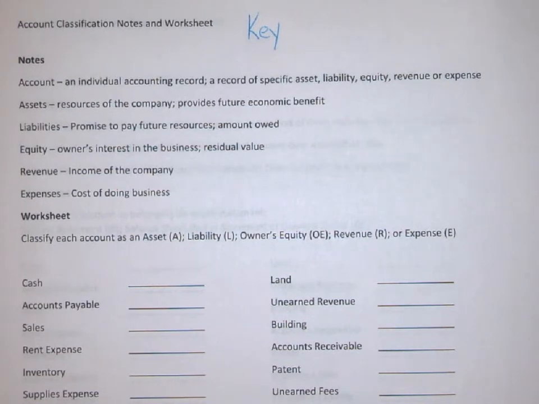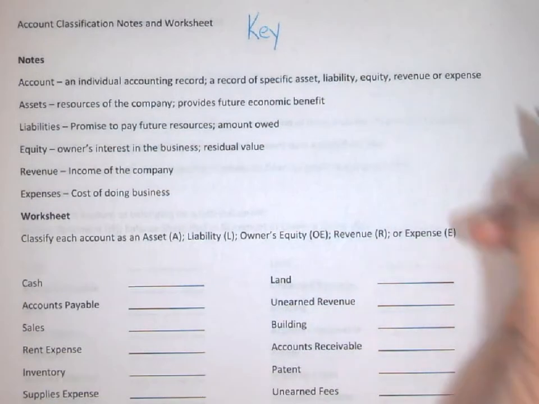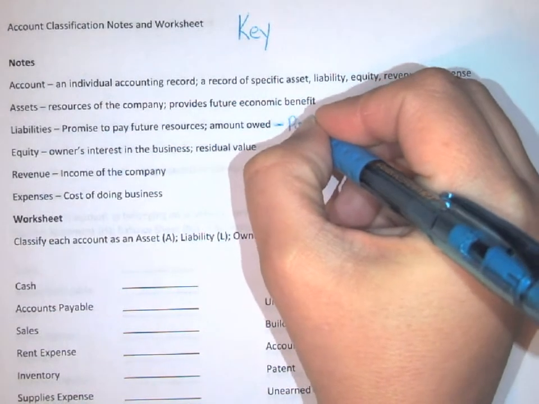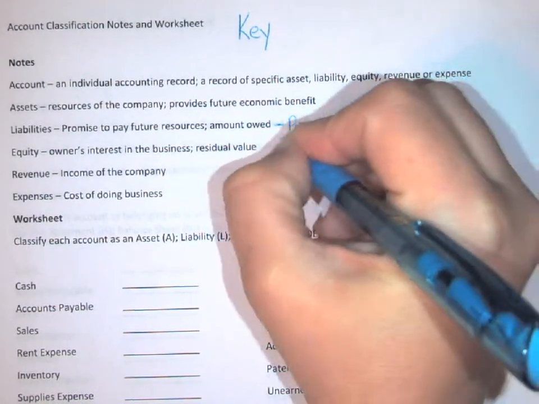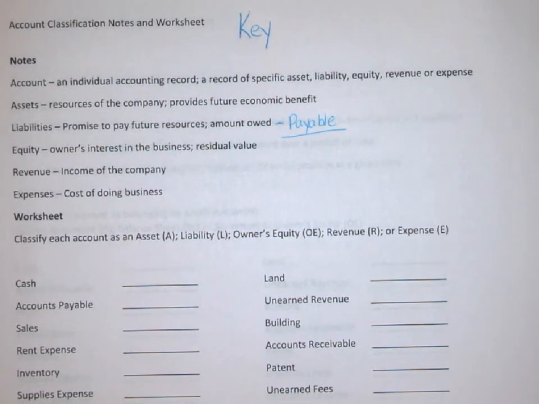When we look at assets, assets are resources of a company. They will provide future economic benefit. Liabilities are promises to pay future resources. They are an amount owed. Lots of times you will see the word payable associated with your liabilities. And then equity is your owner's interest in the business, or the residual value, really what's left over. So after we paid off all our liabilities, what's left over for the owner.